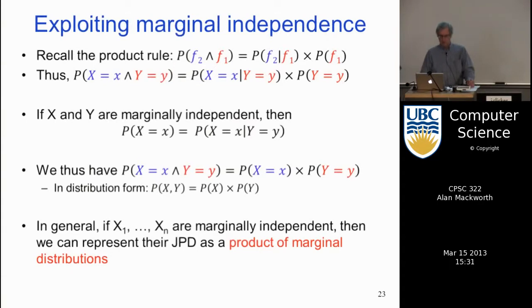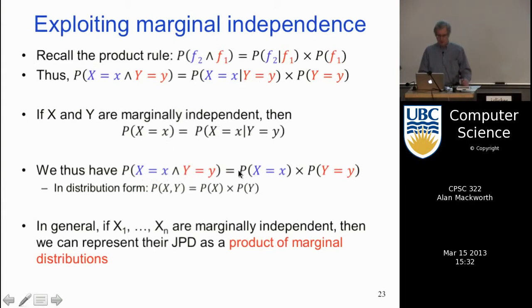So let's just figure out what we can do with marginal independence, right? This is where the big win comes in. If you know the product rule, the probability of F1 and F2 is equal to the probability of F2 given F1 times the probability of F1. But if it makes no difference what F1 is, if these are marginally independent, then this is just the probability of F2, right? So in other words, something you probably started out learning in a basic probability course, if you have two independent events, the joint probability is the product of their probabilities. Okay? We got to it by a rather roundabout route.